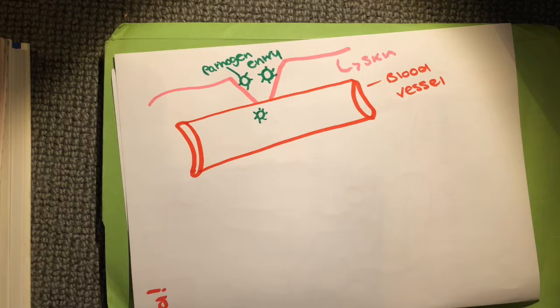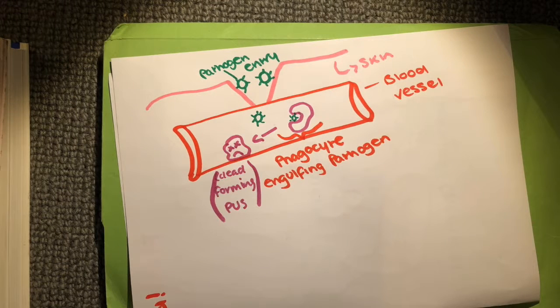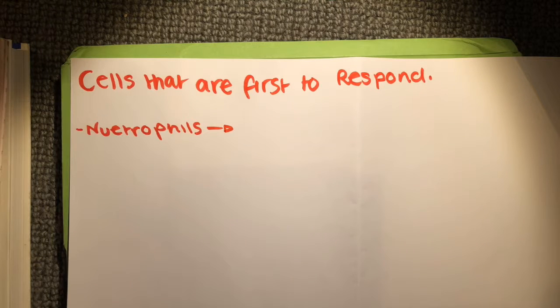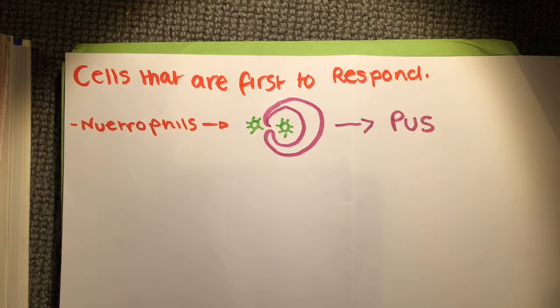Some of the first defensive cells that act on pathogens that have breached the first line of defense are phagocytes. These cells engulf and destroy pathogens. Cells that are the first to respond once the first line of defense is compromised include neutrophils, phagocytic cells which engulf bacteria and release enzymes to kill that bacteria. Throughout this process they die. These dead cells build up, causing pus.